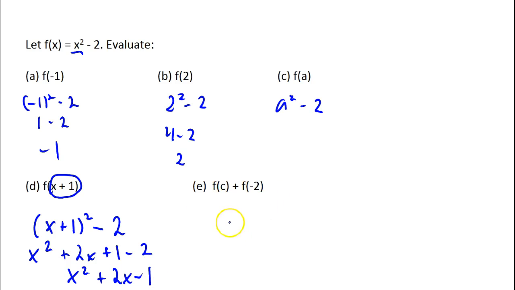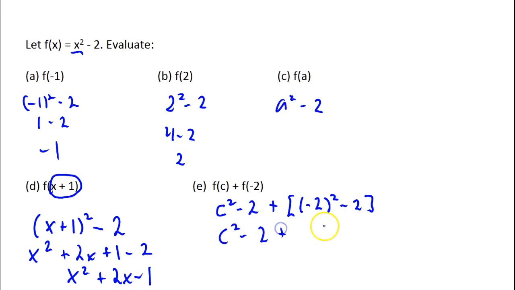And finally, f of c plus f of negative 2. All right, f of c is going to be c squared minus 2. And we're going to add to that f of negative 2. That's negative 2 squared minus 2. So I have c squared minus 2 plus 4 minus 2, and end up with c squared.